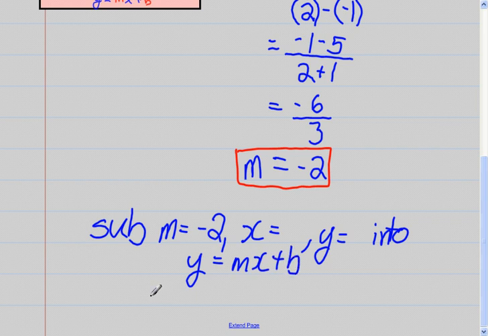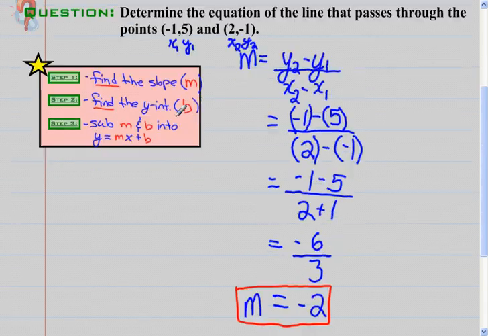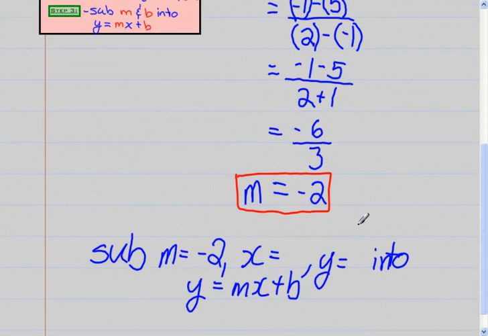Now, where do I get these x values and y values from? Well, the points. Pick any point you want. I'm going to take this first point, (-1, 5). So x is -1, and y is 5. Because the coordinate is (-1, 5), x being -1, y being 5. And I'm going to sub it into this equation.